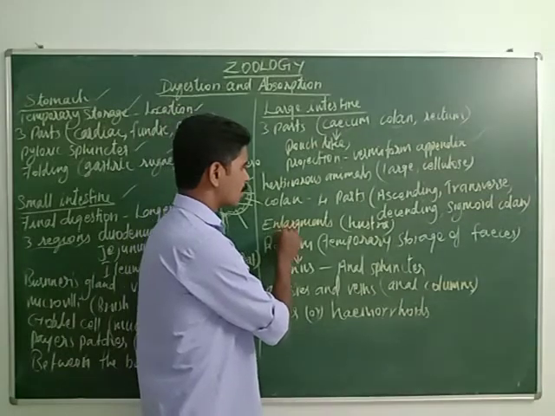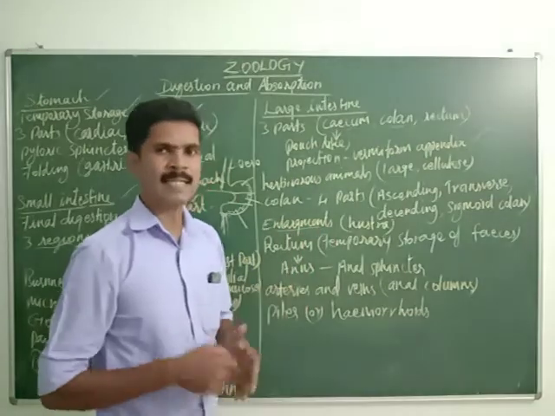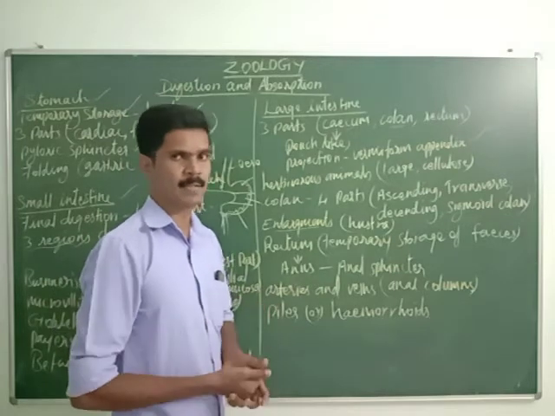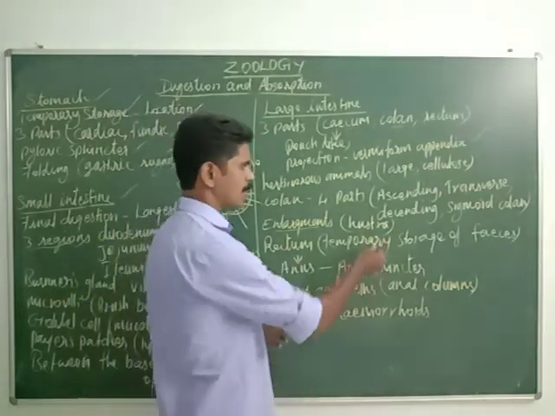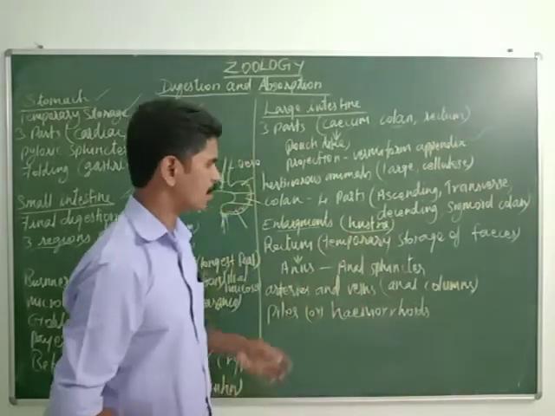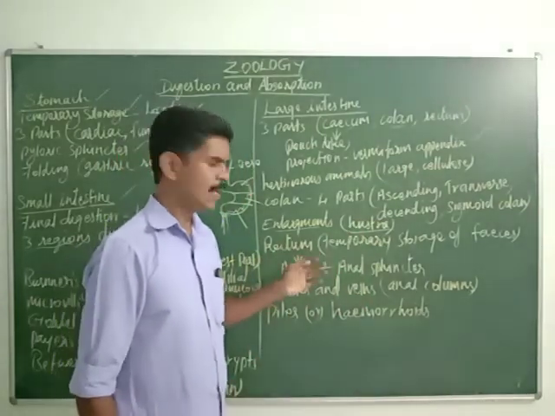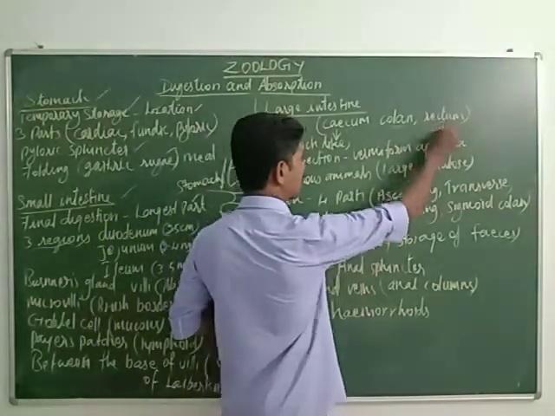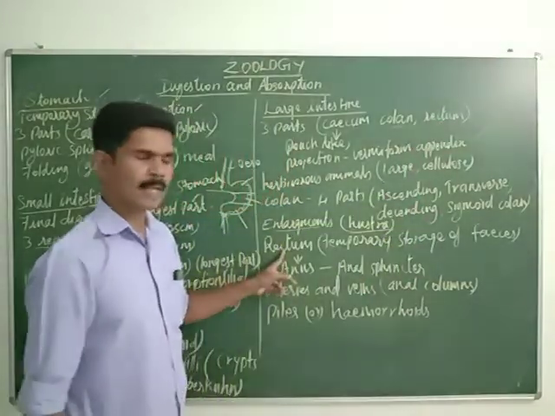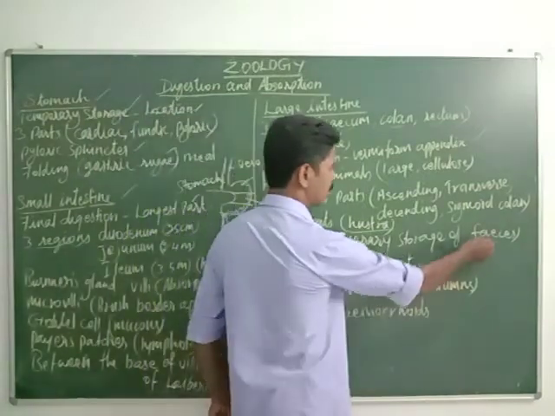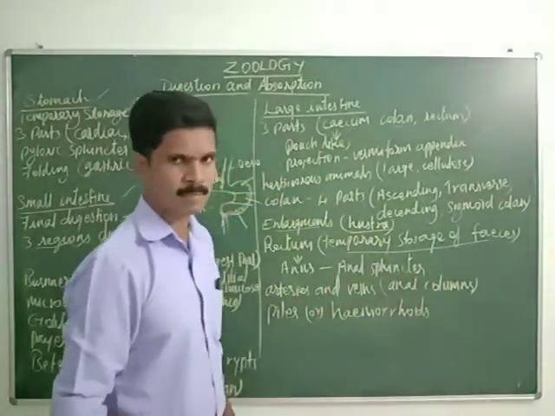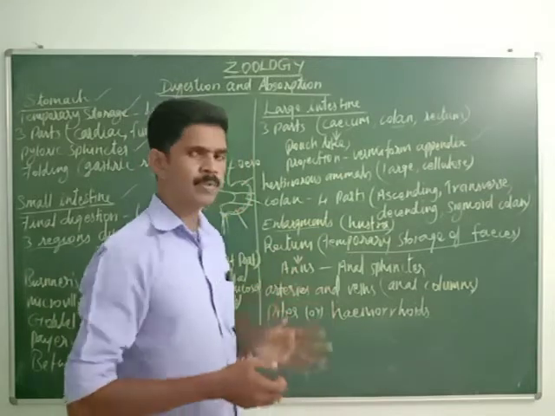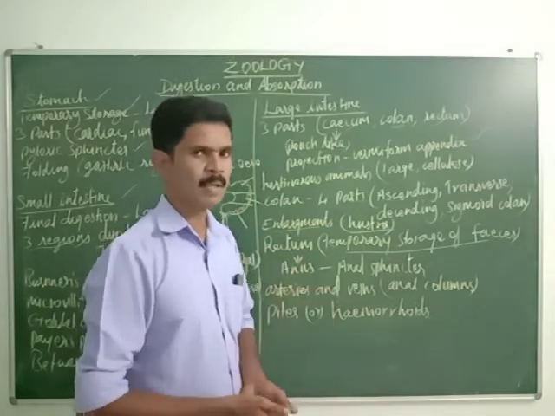Then inside the colon region, many small enlargements, many small dilations are there. These enlargements are called haustra. Then next to this colon is the rectum. The last part of the large intestine is the rectum. This rectum acts as a temporary storage place of feces. Feces means human waste. So the rectum is used to store the feces for a temporary period.